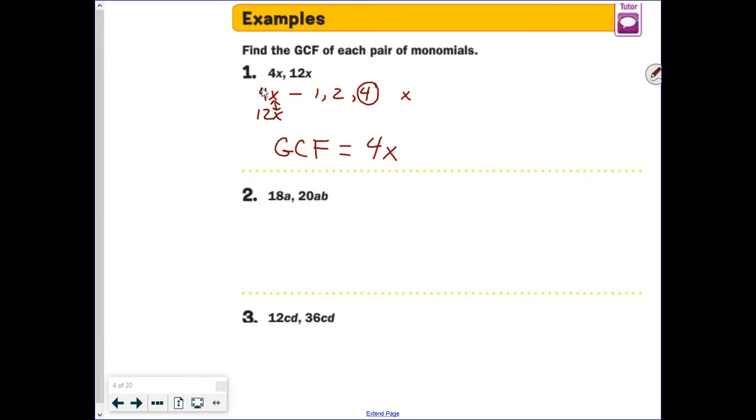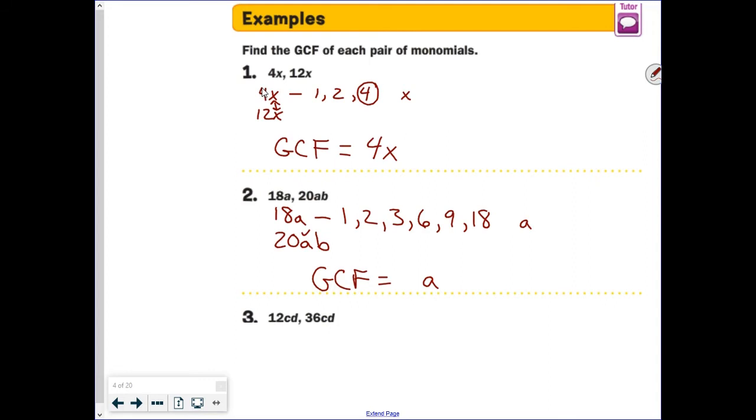Let's take a look at another one. 18a and 20ab. What are the numbers that divide equally into 18? Well, they are 1, 2, 3, 6, 9, and 18. In addition, you will see the letter A, which I'm going to list over here as well. Then I'm going to ask myself, are there any common letters? Well, is A a part of 20ab? And yes, it is. A is a part of 20ab, so A will be part of my greatest common factor.